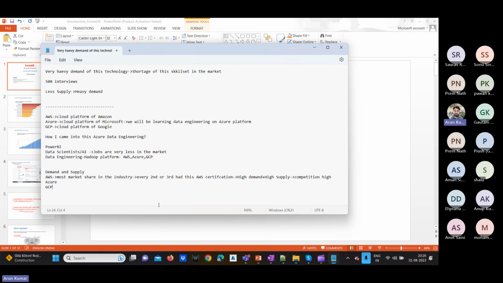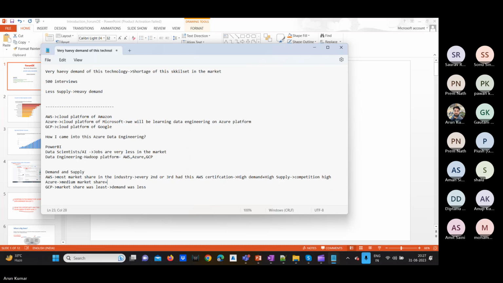Now, when I came to GCP, its market share was least. What do I mean by that? It means very few companies in the market were using GCP as their cloud platform. So of course, if the market share is less, its demand was less. And when I talk about Azure, it had medium market share at that time.